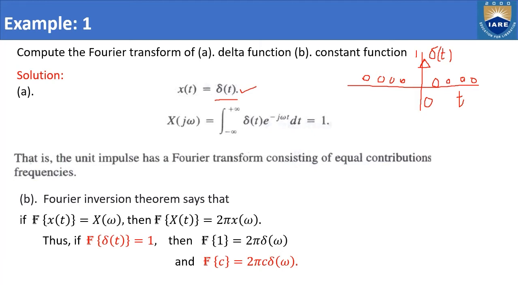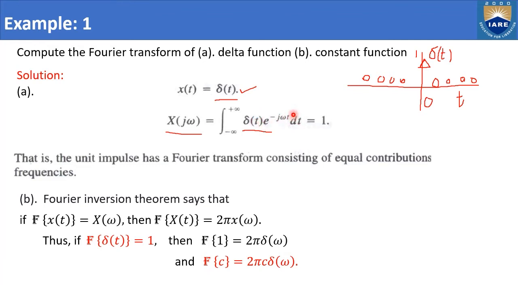Now substitute this signal in the Fourier transform equation. This is capital X of j omega equal to integration from minus infinity to plus infinity of delta t e to the power of minus j omega t dt. So this is what we have. Now e to the power of minus j omega t is equal to 1 for t equal to 0. At t equal to 0, this is 1.